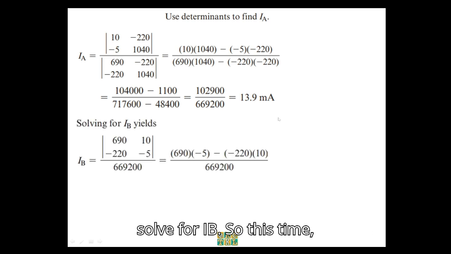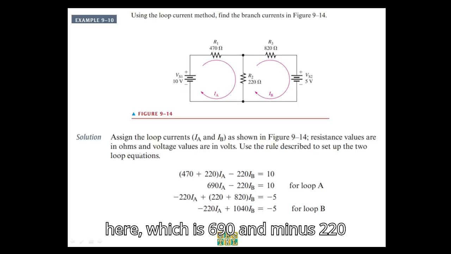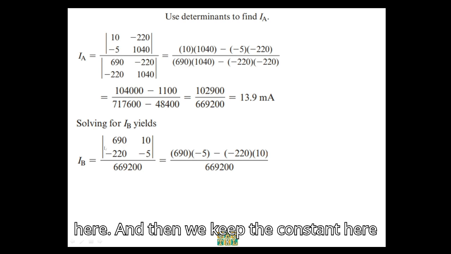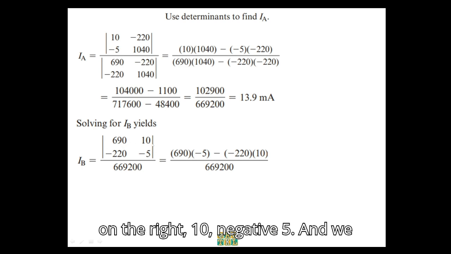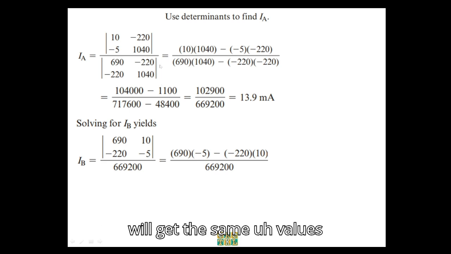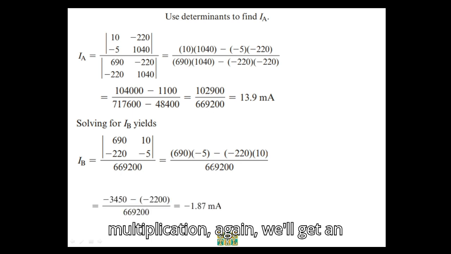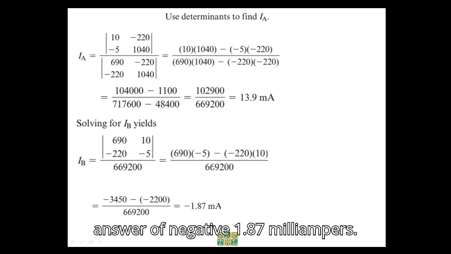And then we solve for IB. So this time we want IB. So we will use the IA from here, which is 690 and negative 220 here. And then we keep the constants here on the right, 10 and negative 5. And we will get the same denominator here, which is equal to 669,200. And by cross multiplication again, we'll get an answer of negative 1.87 milliamperes.